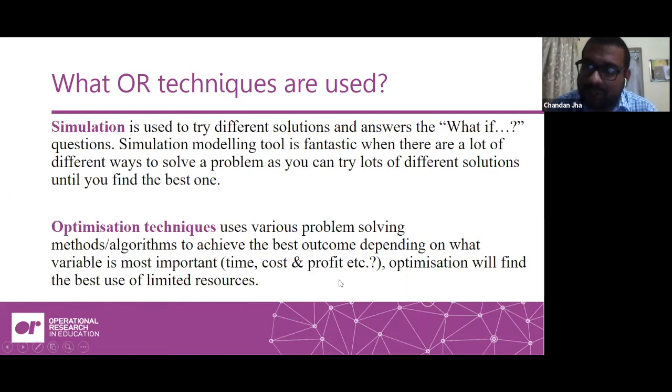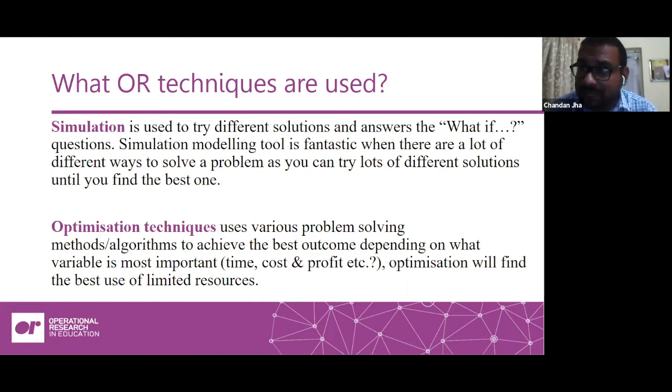So what actually is the objective? Time is related to responsiveness; cost and profit are related to efficiency. This is very important for any business organization to achieve their strategic fit, the trade-off between efficiency and responsiveness. So we design the algorithms and models to achieve business objectives, and optimization will find the best use of limited resources.